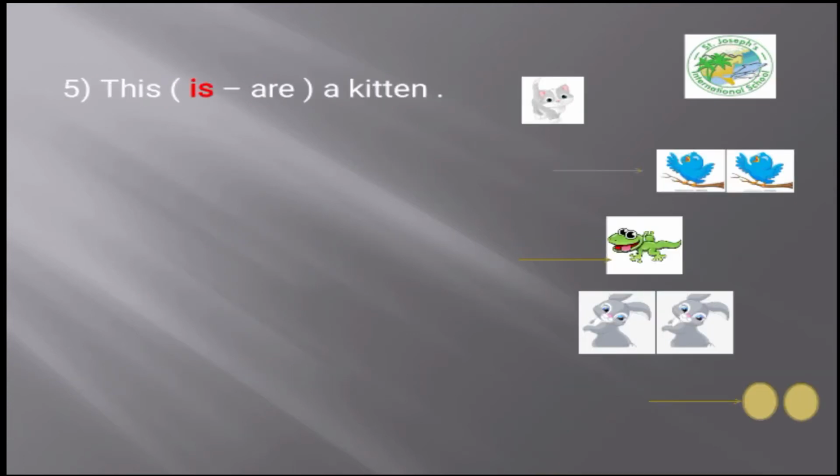Number five, is this kitten singular or plural? Singular, so with the singular nouns do we use is or are? Of course, is, so this is a kitten. Number six, the two birds here, singular or plural? Plural, so we choose is or are, and they are far, so those are two birds.